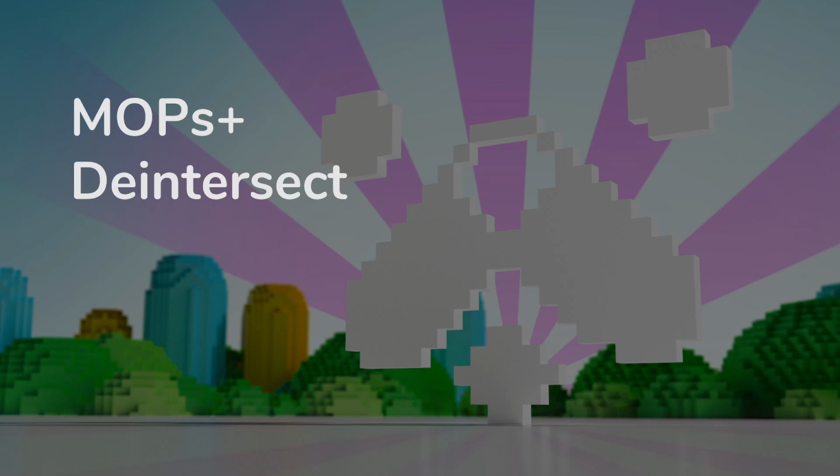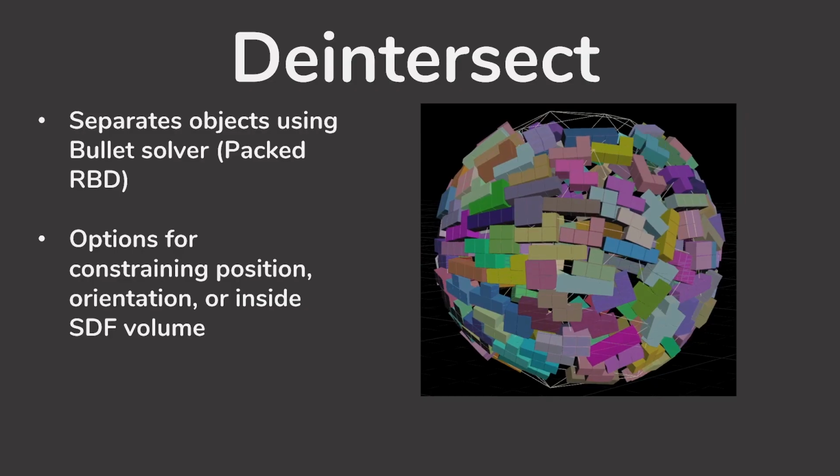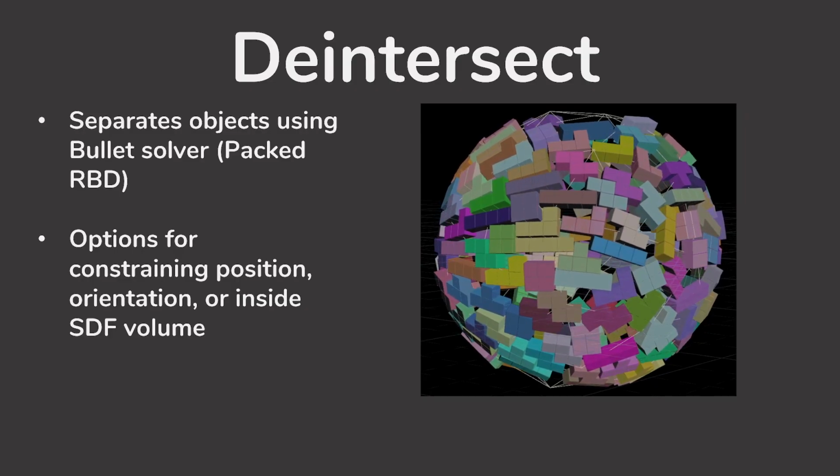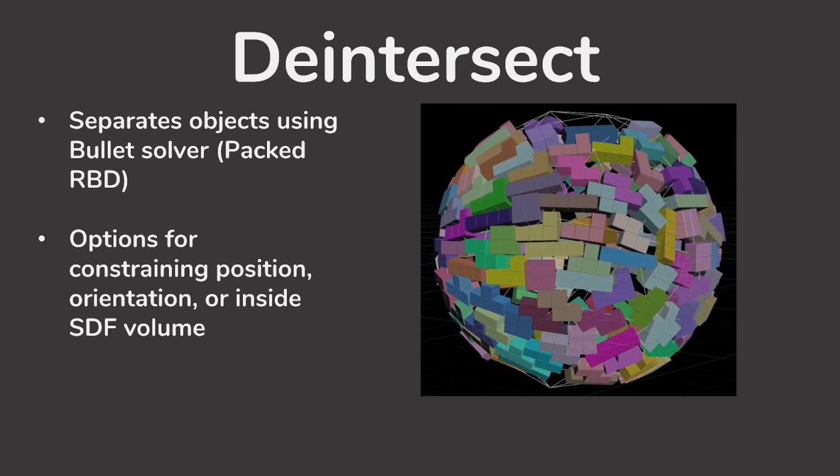Today's tutorial is about MOPs plus d-intersect. This is a handy little utility node that quickly separates piles of objects using the bullet solver. D-intersect uses a well-known trick inside the bullet solver to force objects apart. This means that your input objects need to be packed primitives in order to work.